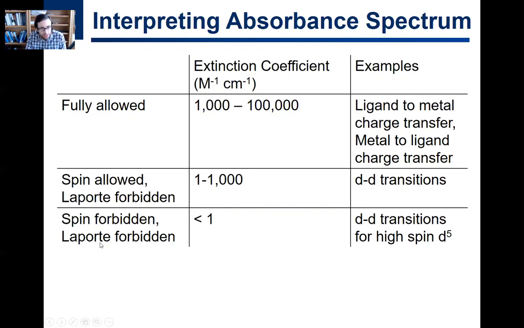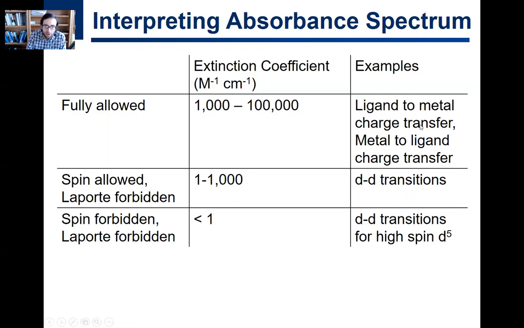And then if you're spin forbidden and Laporte forbidden, those are going to be very weak transitions. These are, for example, d to d transitions for high spin d5. If you look at the Tanabe-Sugano diagram for d5 complexes, you'll notice that the ground state is actually a sextet, and there are no sextet excited states, and therefore you can't have any spin allowed transitions. So they're all spin forbidden, and because they're all d to d transitions, they're all Laporte forbidden.